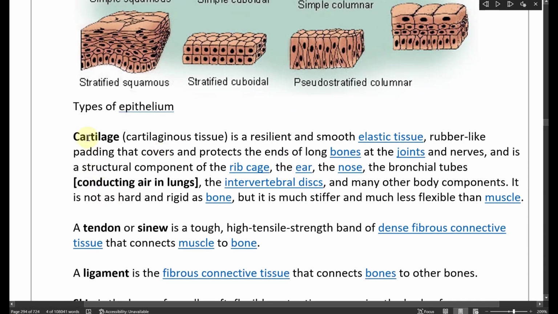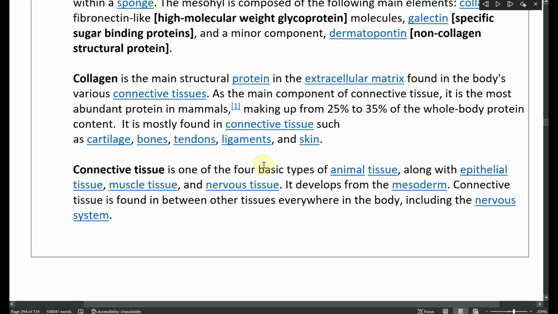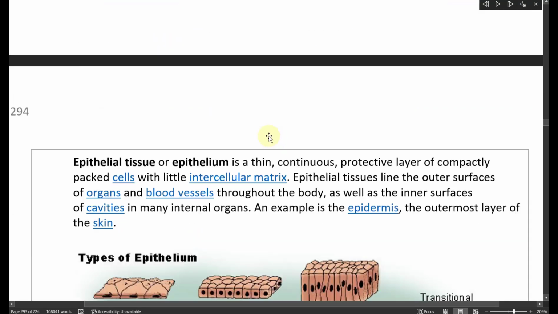Alright, so now let's look at cartilage, or cartilaginous tissue. And this one is over here. Yeah, so collagen is mostly found in connective tissue such as cartilage, and we'll go over bones, tendons, ligaments, and skin later.